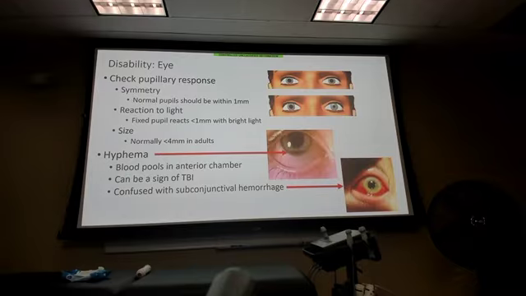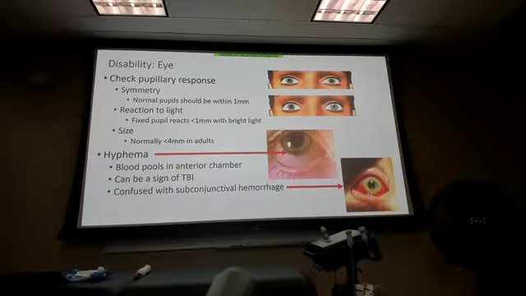Okay. When we're talking about disability, we talk about pupillary response, okay? You want to know if it's symmetric, right? They should be within 1 millimeter of each other. We're talking about reaction to light, okay? If you have less than 1 millimeter reaction with a bright light, you most likely have a fixed pupil. The normal size in an adult is less than 4 millimeters. So, if you have something that's fixed and dilated, you most likely have an ipsilateral or unilateral injury to that side of the brain, right?